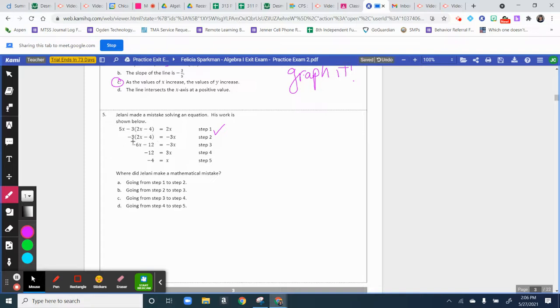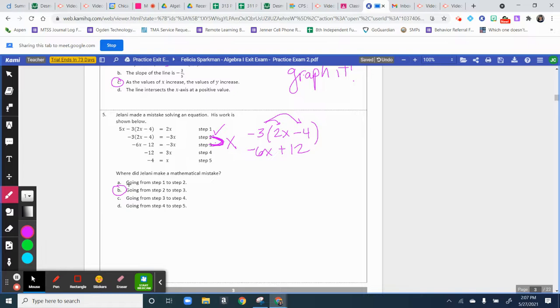Then they distributed. That's how they got rid of the parentheses. So if I distribute negative 3 times 2x minus 4, I get negative 6x, but then negative 3 and negative 4 is a positive 12. So this is not correct. So the error came in going from step 2 to step 3, okay? When you're looking at where the mistake is, it's always in between the last correct one and the first wrong one. So it's going to be going from step 2 to step 3.